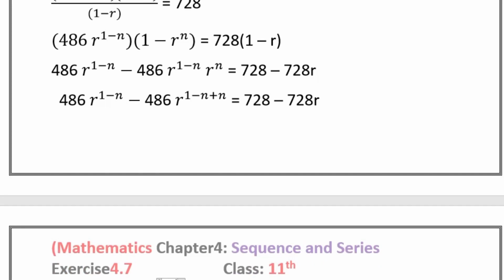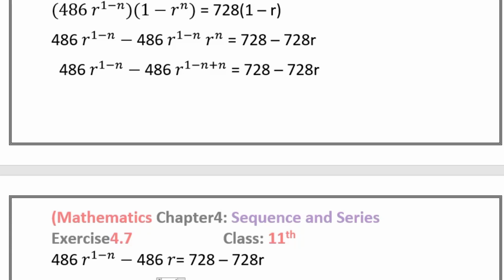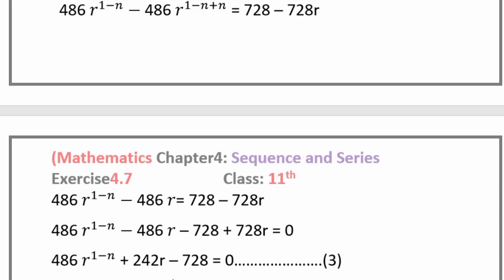Next arrange the terms: 486 r power 1 minus n minus 486, bases same, powers will be added, so 1 minus n plus n, is equal to 728 minus 728 r. So 486 r power 1 minus n minus 486 r, where the plus n and minus n cancel, so r is equal to r minus 7.